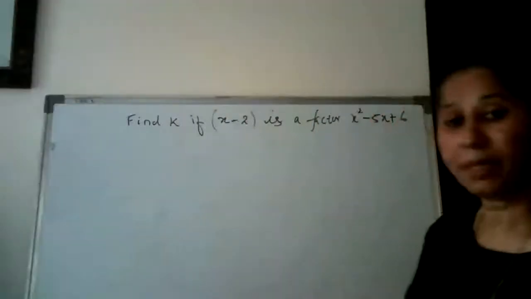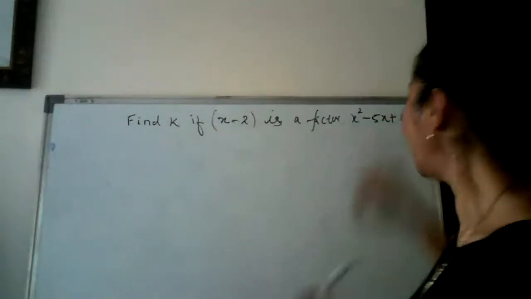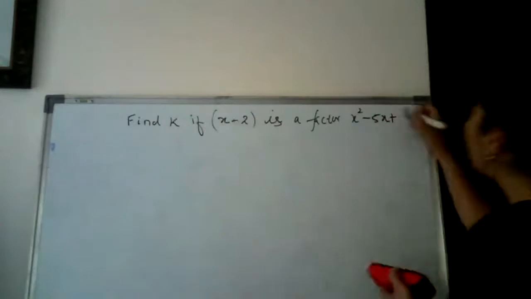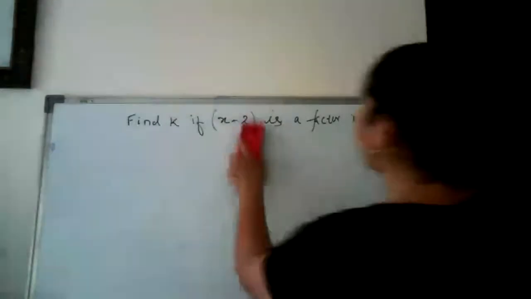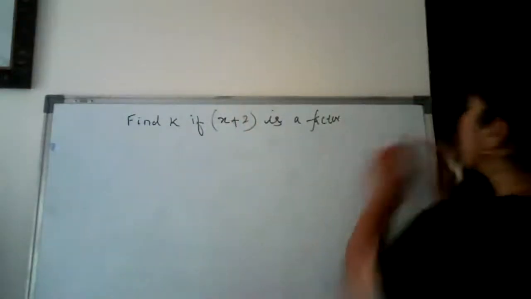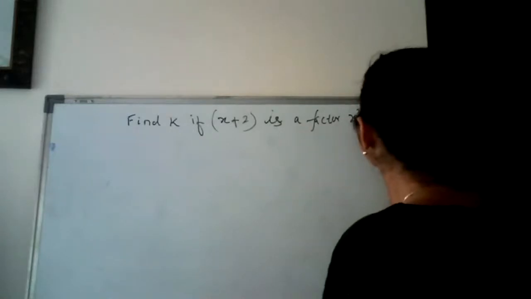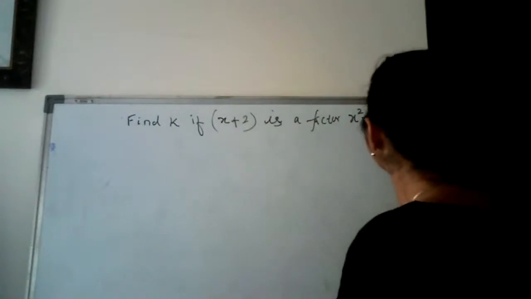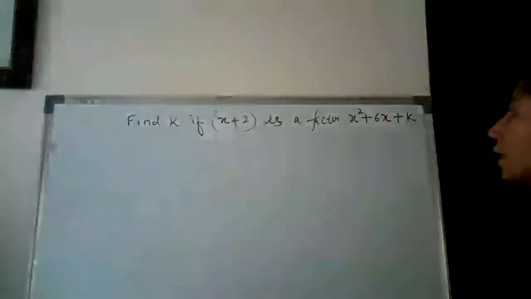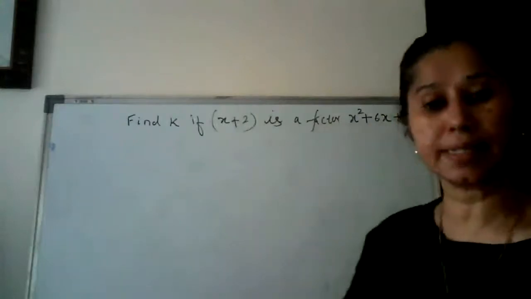ओके, तो अब यहाँ पे देखिए, what does it say? Find k if x minus 2 is a factor of x square minus 5x. Okay, sorry, मैंने कोई वैल्यू ही नहीं दी, so I think you got the idea. Okay, let me change my question to this. Find k if x plus 2 is a factor of x square plus 6x plus k.